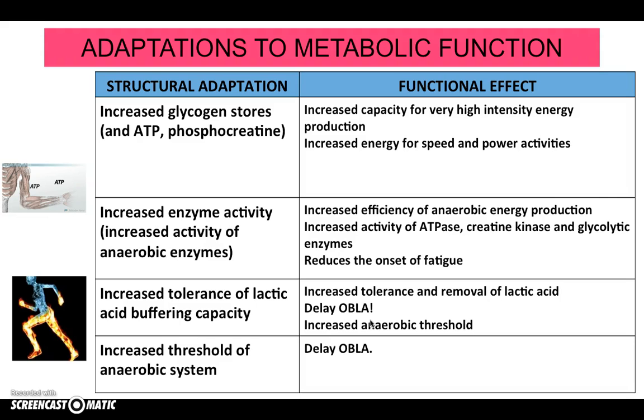This increases our chance of beating a performer that has the same VO2 max as us. However, they may not have a high tolerance to lactic acid, which means we can continue to train, continue to work within that kind of lactic acid zone. Well, they'll peter out and they will fall off basically because they won't be able to tolerate that lactic acid buildup. Increased threshold of anaerobic system, so delayed onset of blood lactic acid. Once again, it means we can perform for longer at the higher intensities because we can tolerate that anaerobic kind of lactic acid that gets created.